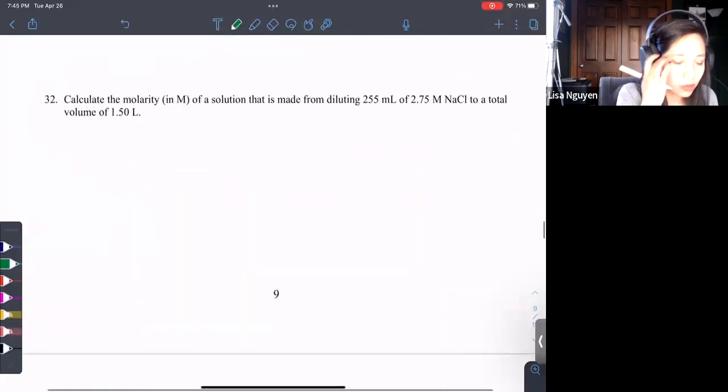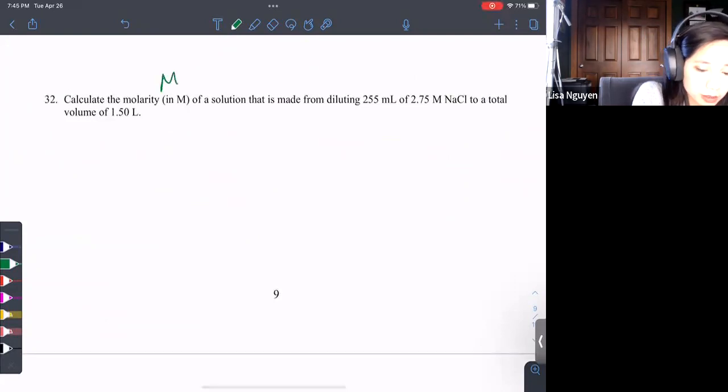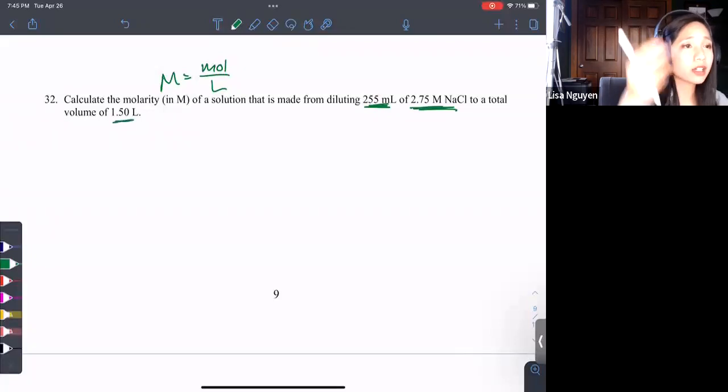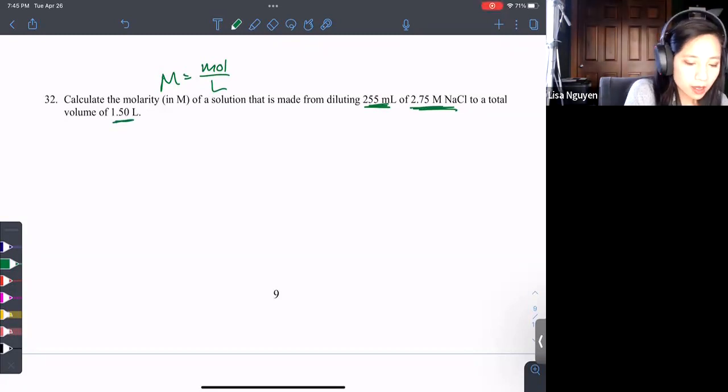Okay, so let's do 32, similar, it's using molarity again. So recognize molarity means moles over liters. Oh wait, this is a dilution question. Okay, so we are calculating the molarity of a solution diluting 255 milliliters of NaCl to a total volume of that. So we're changing the molarity. The molarity is going to go down. The concentration is going to go down. Molarity is a unit of concentration.